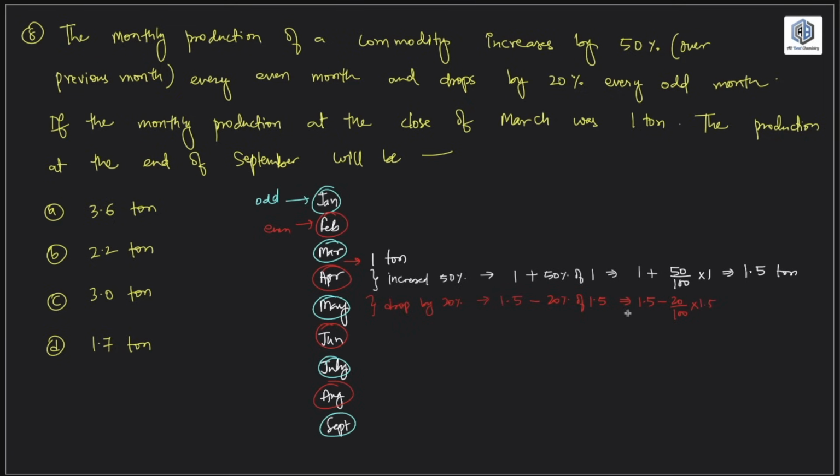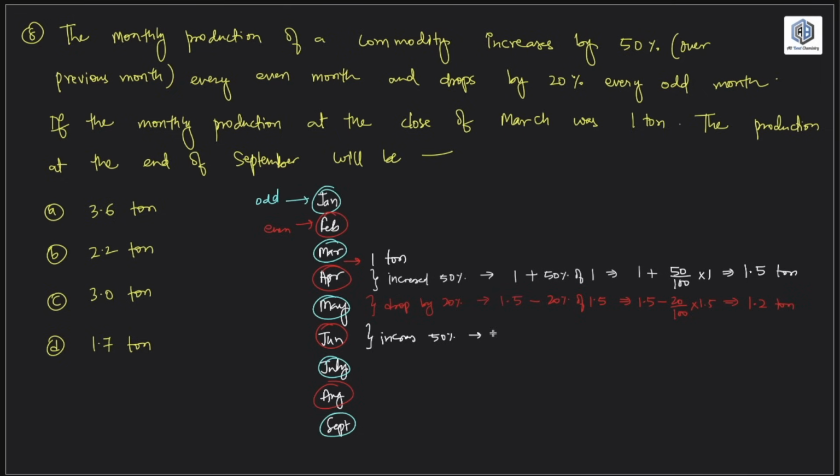Okay, you have to solve this. Again, you can use the calculator to do it. There are two ways of doing it: either you can subtract 20% or you can add 80%. Both of these are going to make the same thing. So that's 0.2 multiplied by 1.5, and if you subtract, it becomes 1.2 ton.